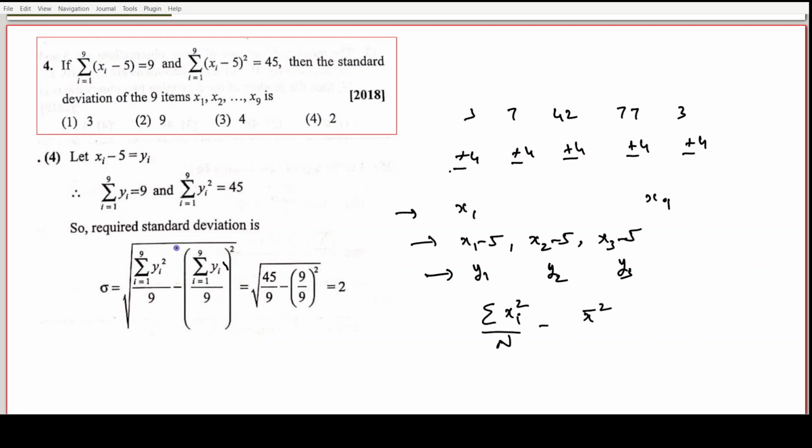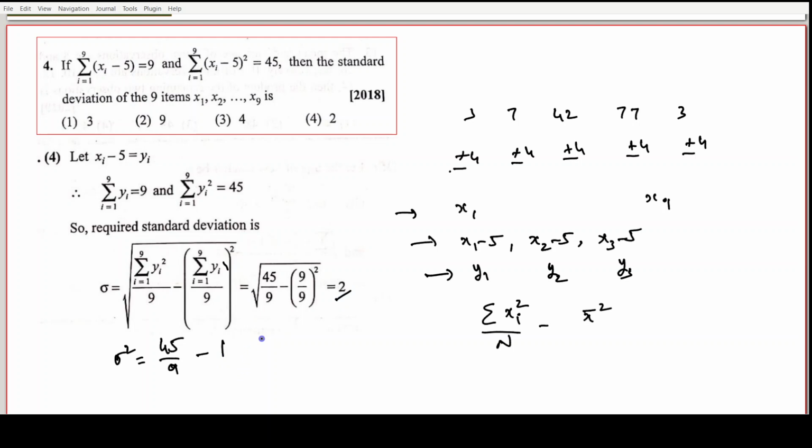And what is the sum of squares of all y's? It is actually 45. So we have simplified to 45 by n, which is 9, minus the average squared, which is 1. And this should be equal to the variance. The standard deviation is the square root of this: 45 by 9, which is 5. 5 minus 1 is 4. The square root of 4 is equal to 2.